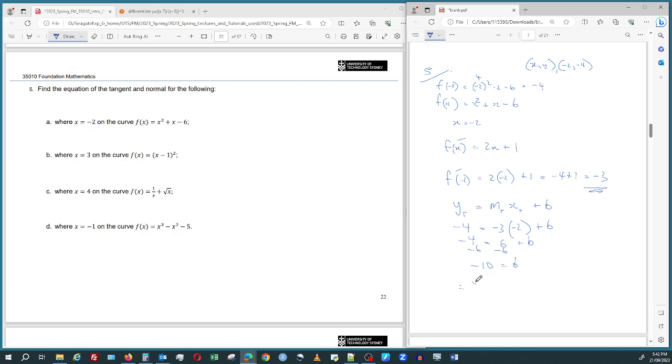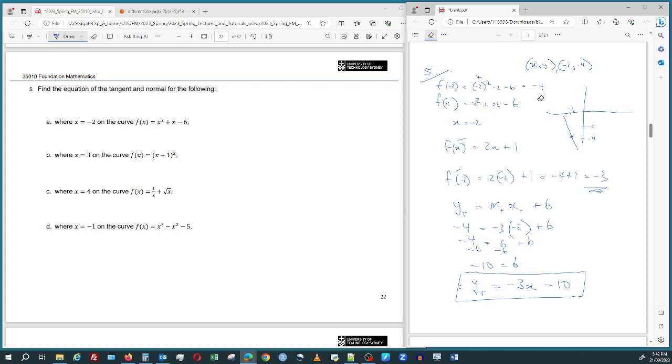So therefore y_t is equal to minus 3x minus 10. That's our tangent equation. Okay, so at minus 2, minus 4, at this point here we've got a gradient of negative 3. Oh, it's quite steep. Okay, and that's all we know at this point.